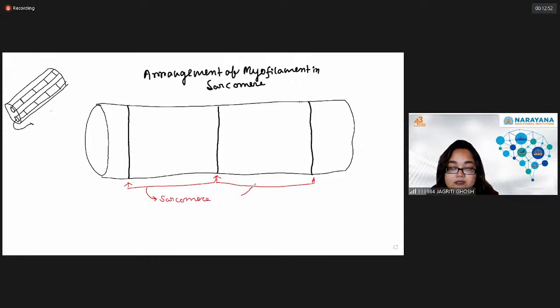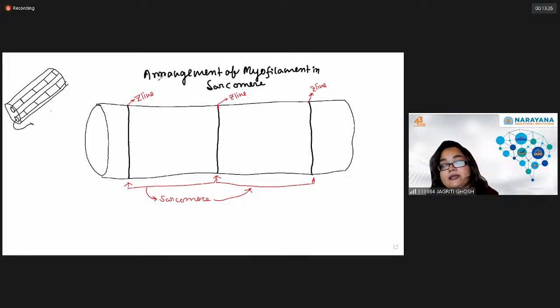And this is one sarcomere. These two are sarcomeres. So the boundaries of sarcomeres are called the Z line. So this is a Z line. Similarly, this one is also a Z line. Similarly, this one is also a Z line.